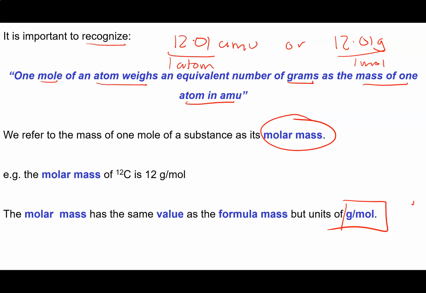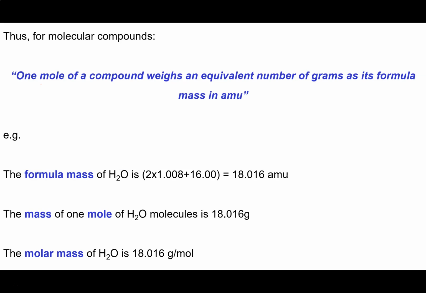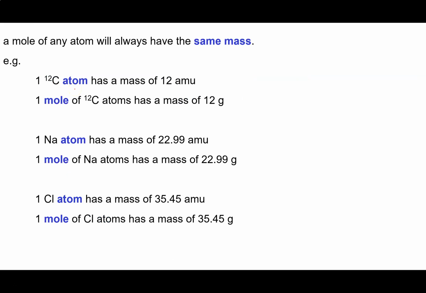So it's pretty simple. You can calculate this for an individual atom, for an average atom, for a molecule, okay? It doesn't really matter. You can calculate it for any object. So one carbon-12 atom has a mass of 12 AMU, a mole of carbon-12 atoms has a mass of 12 grams. 1 sodium atom, an average sodium atom, has a mass of 22.99 AMU. A mole of sodium atoms has a mass of 22.99 grams.